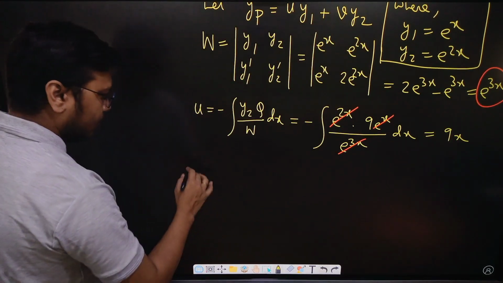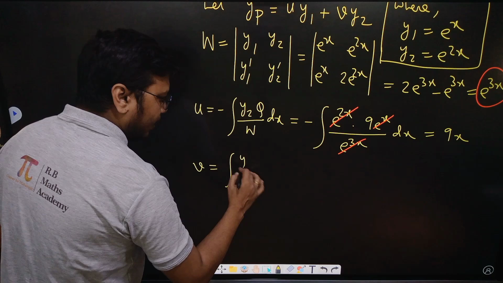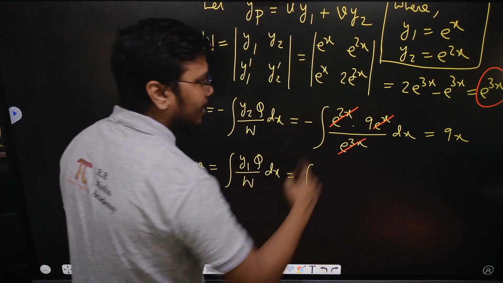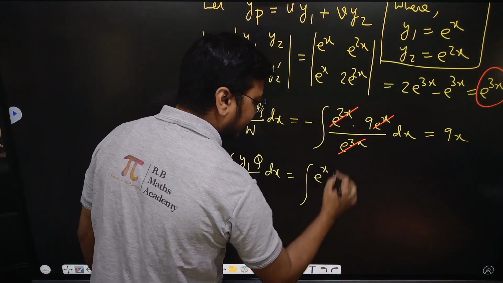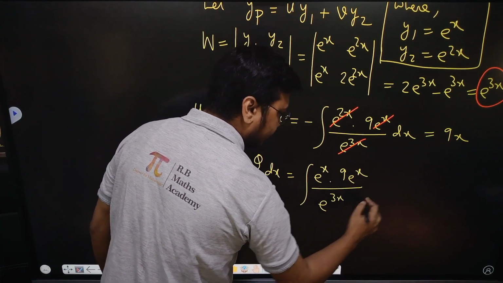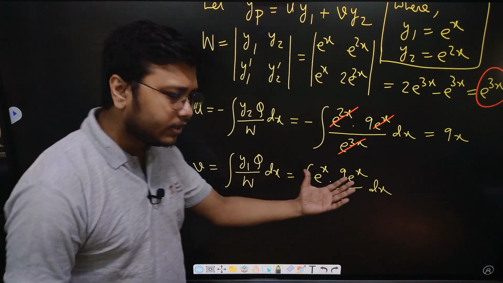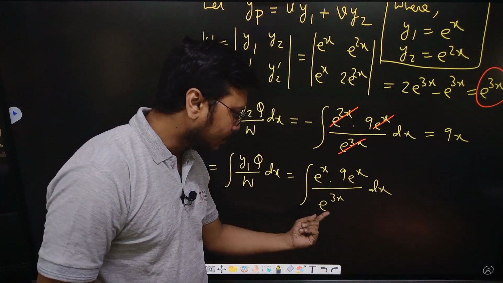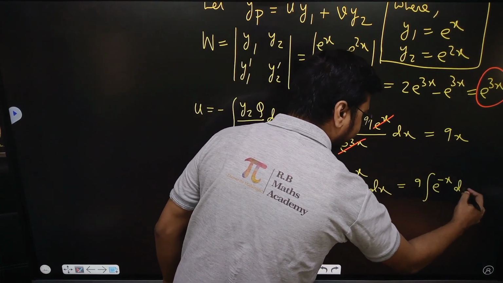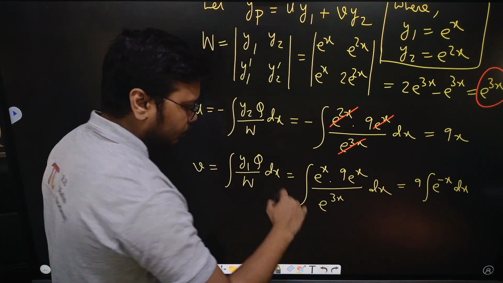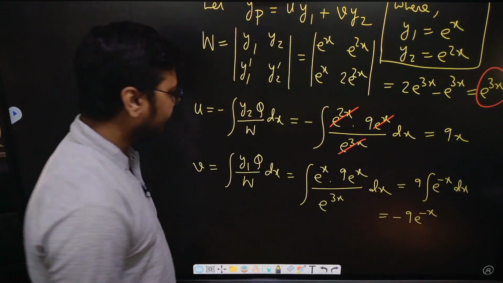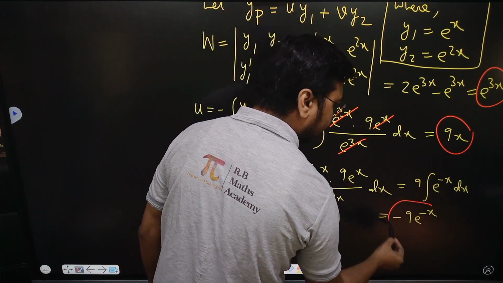Okay, very simple. Now the v part is going to be the integral of y1 times q by W dx. My y1 part is e to the power x, so e to the power x times q, which is 9 e to the power x, by the Wronskian, which is e to the power 3x, dx. Here you can see the e to the power x's are not all getting cancelled. One e to the power x is going to remain in the denominator, so that's going to be 9 times e to the power minus x dx, and the integration of that would be minus 9 e to the power minus x. Okay, so we have got our u part, we have got our v part.